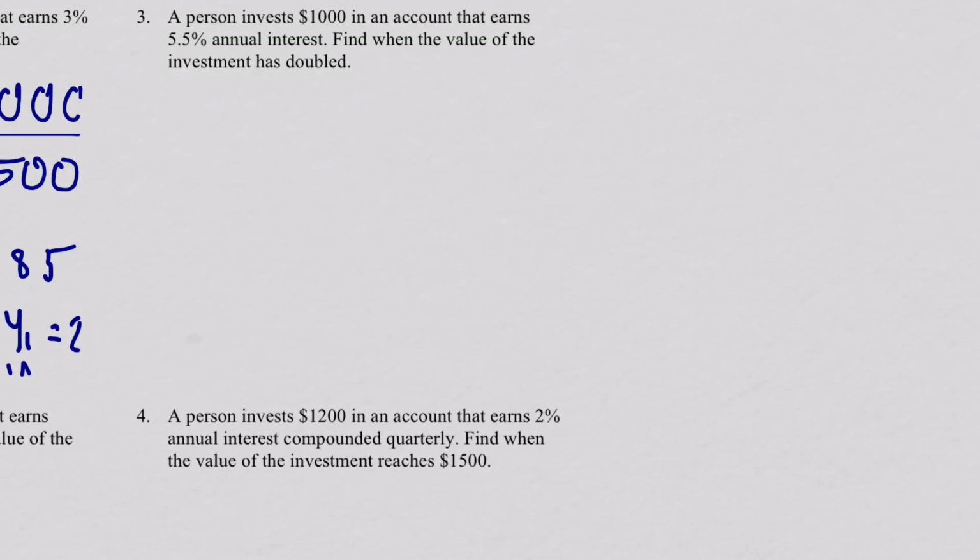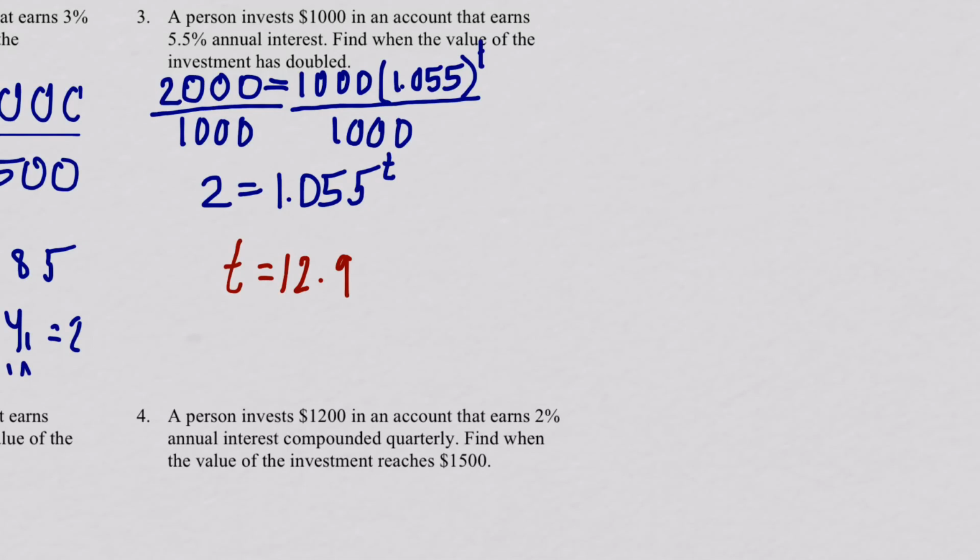All right, number 3: a person invests $1,000 in an account that earns 5.5% annual interest. Find when the value of the investment has doubled. I'll let you work on that one on your own. So go ahead and pause the video here. Take a couple of minutes and then come back to see the correct answer. Okay, go ahead and pause right now.